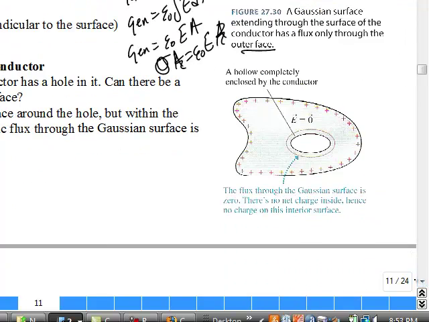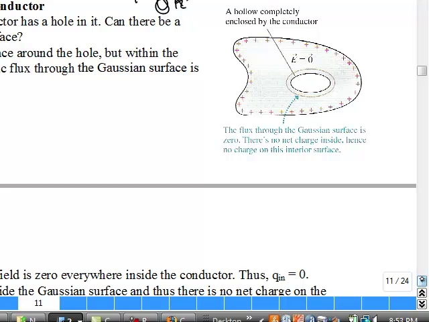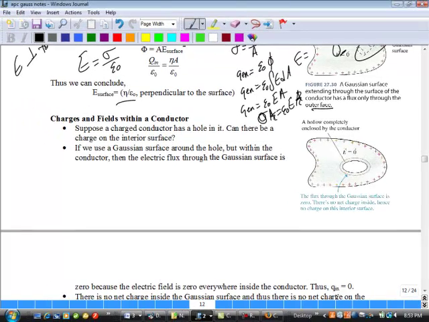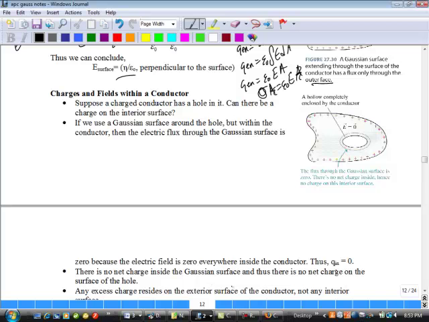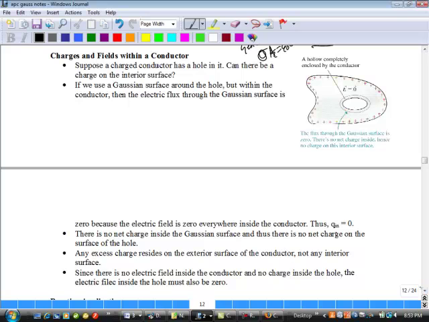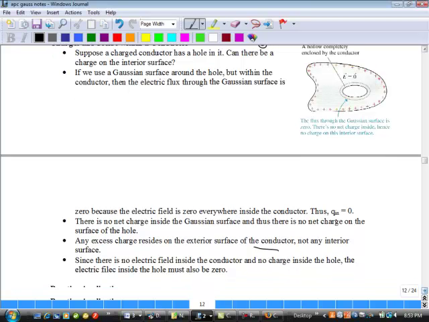Suppose a charged conductor has a hole in it. Can there be a charge on the interior surface? If we use a Gaussian surface around the hole but within the conductor, the electric flux through that Gaussian surface is zero because the electric field is zero inside that conductor. Thus, Q enclosed is zero. So there is no net charge inside a Gaussian surface, and thus there's no net charge inside the hole. Any excess charge is on the surface of that conductor. Since there's no electric field inside the conductor and no charge inside the hole, the electric field in that hole must also be zero.